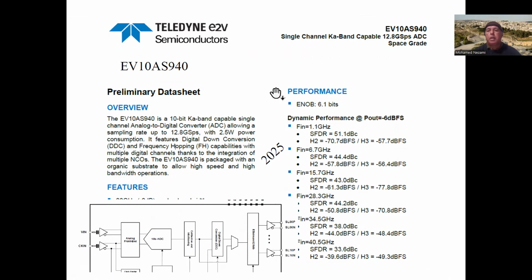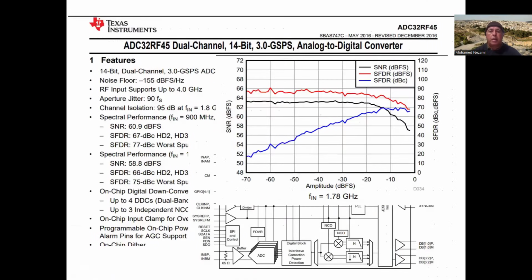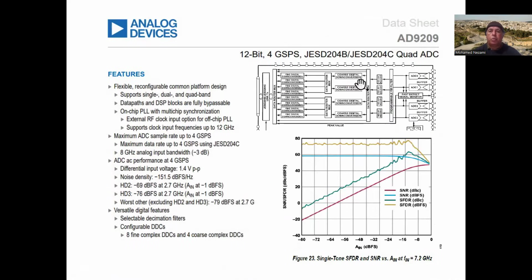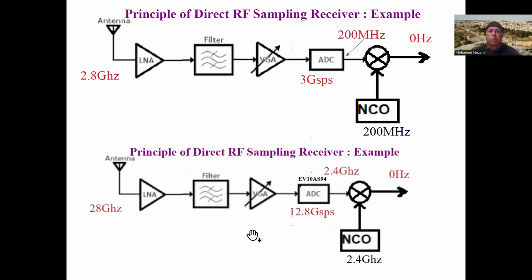For the 28 gigahertz one, I'm going to pick this device in here. I'm going to utilize this. And of course, these devices utilize the standard blocks that we have been seeing, which are frequency translation, digital decimation, and some other functions as well. Like in this one here, it has coarse and fine digital down conversion in it. And so does this one as well.